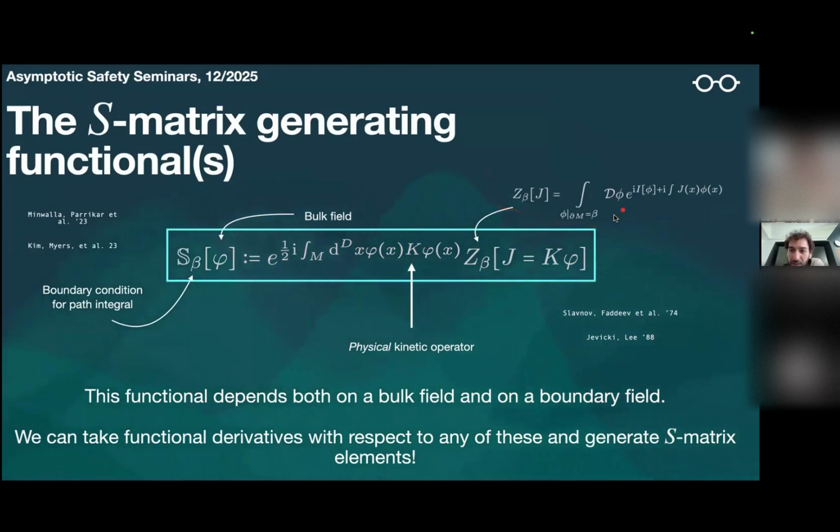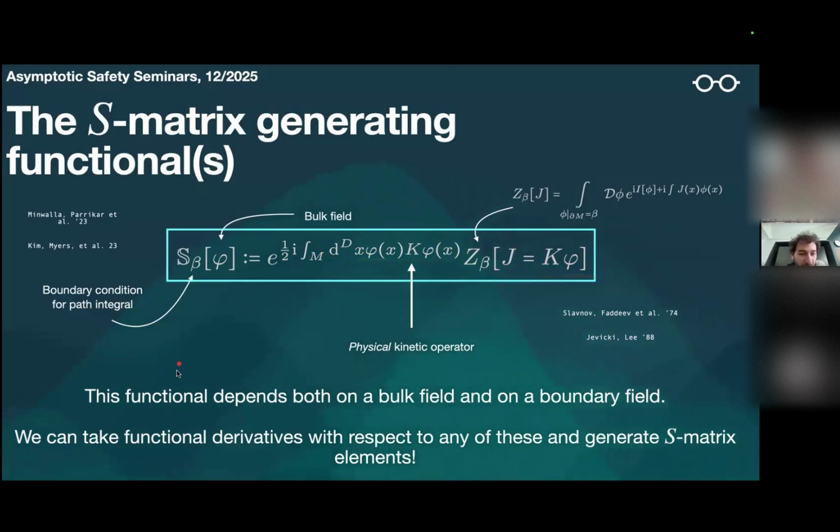defined as integrating over fields that have some boundary condition beta. I apologize for the notation. This might suggest that this is some temperature, but let me just emphasize again, this is a boundary field configuration. And then I have a source, J, that I evaluate in this way: it's K times my bulk field varphi. So the boundary dependence appears as the boundary conditions in this path integral, and the bulk field dependence appears in here and in here.